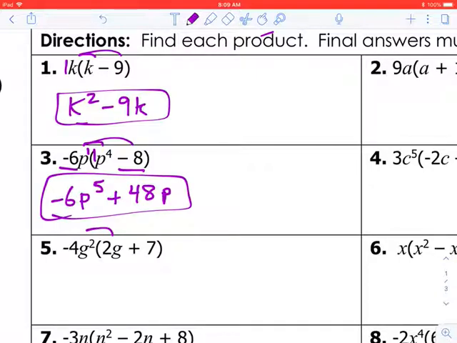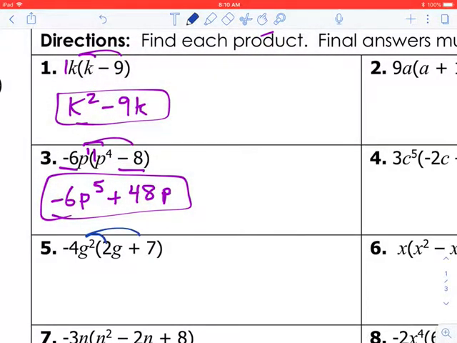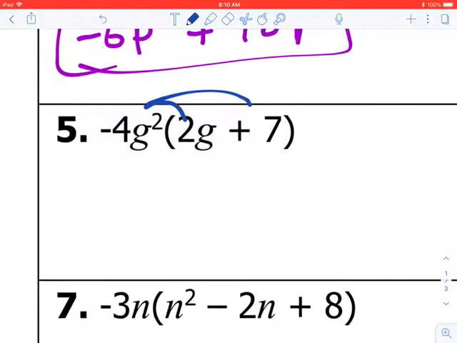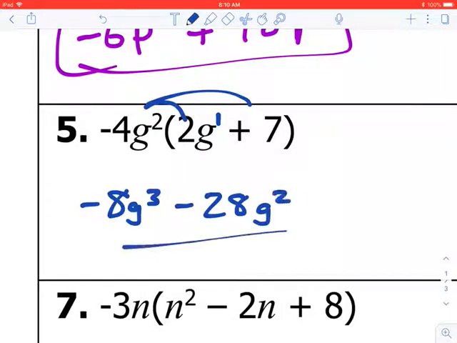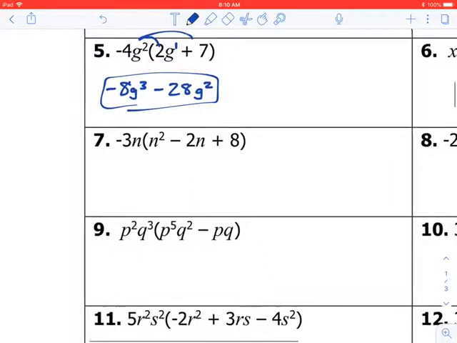Okay, let's look at number 5. I've got negative 4 on the outside. So negative 4 times 2 is negative 8. And then g to the 2 plus 1 is 3. Then we do the second one. Negative 4 times 7 is negative 28. And then g squared stays as g squared. And there we go. All right, let's keep going.